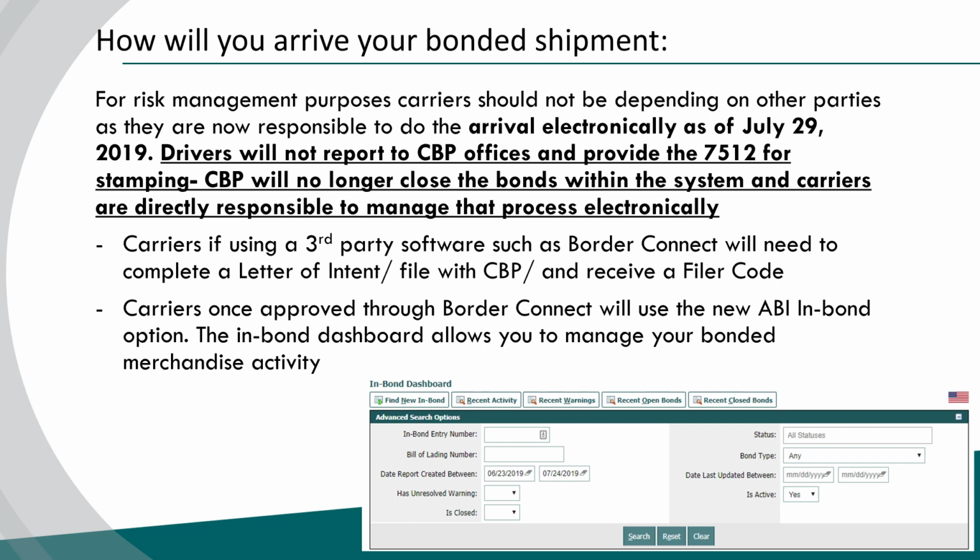Carriers, if using third-party software such as BorderConnect, will complete a letter of intent, file it with CBP, and receive a filer code. That will allow you to do that arrival using a third party. You can use the ACE portal, or other service providers that may be able to do that as well. But once you are approved and you've received that filer code, this is when you would be able to use the ABI or the US Inbond Manager tool that you'll see demonstrated to you today.